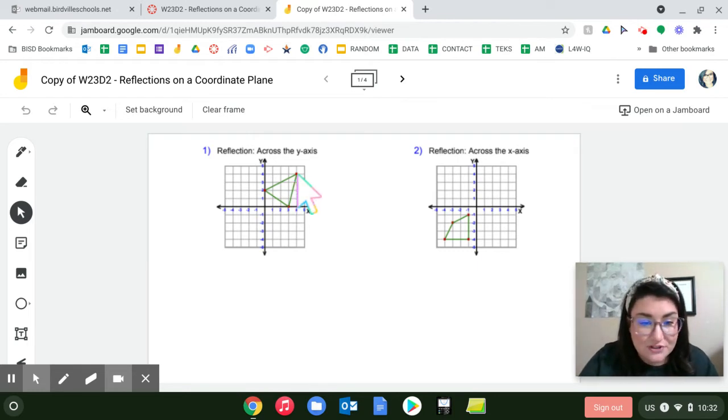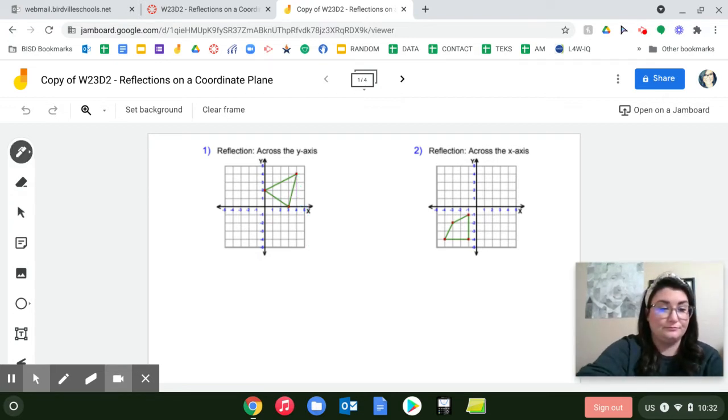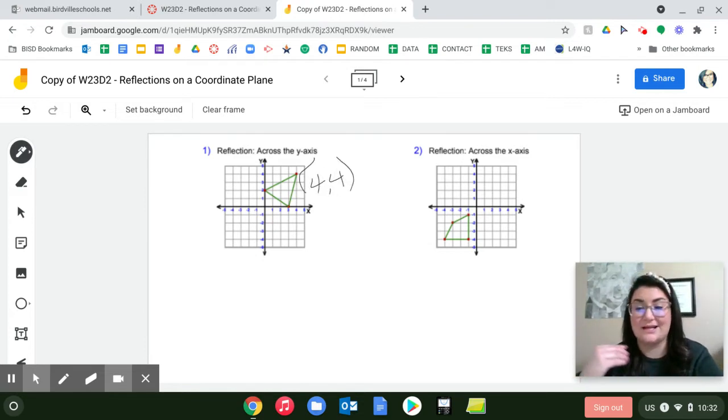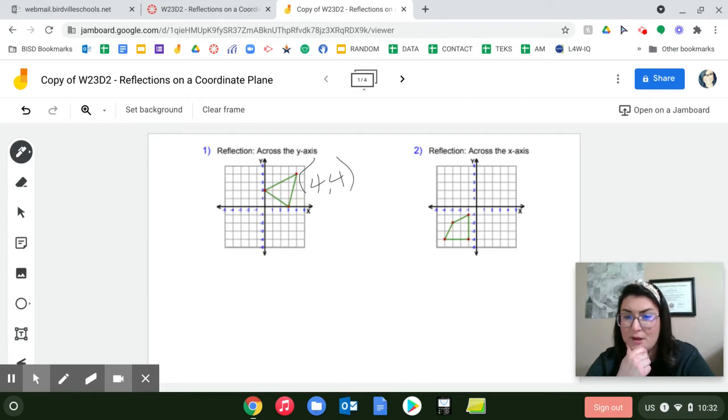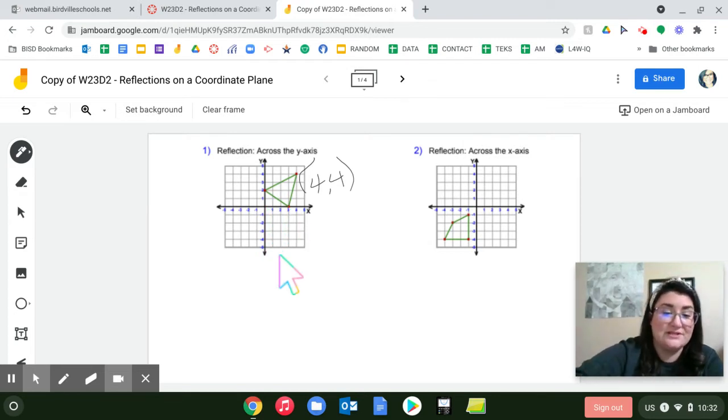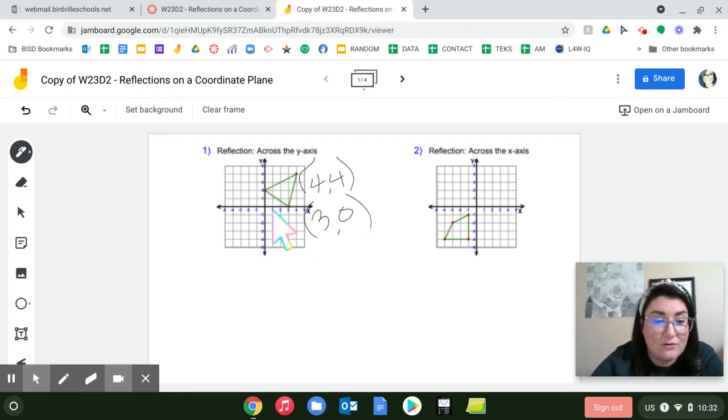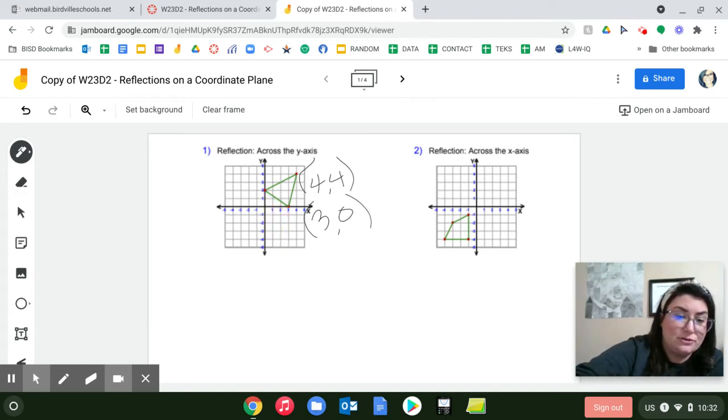So let's start with this first point here. This is over 4, up 4. So this ordered pair here is 4, 4. And I'm going to write these out just so that we can see the patterns that we discover along the way, okay? Right here, we go over 3, up 0. So this point is called 3, 0. And then right here, we go left and right 0, up 2. So this point would be 0, 2.